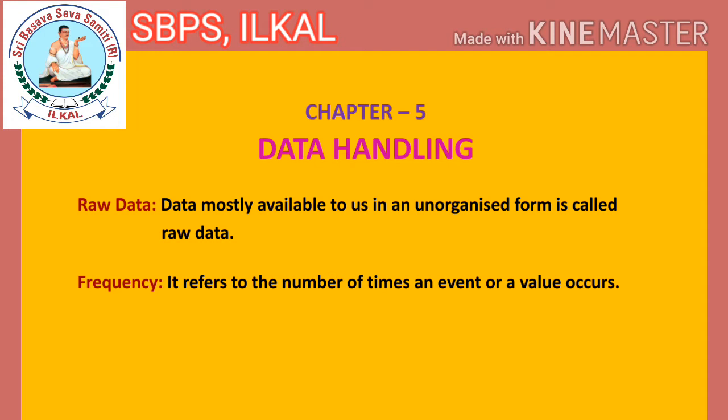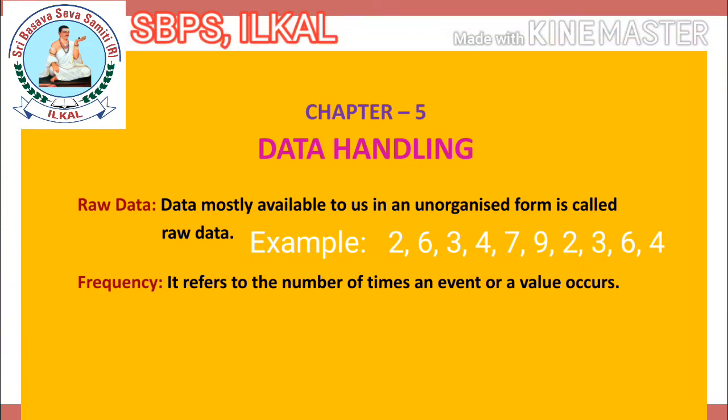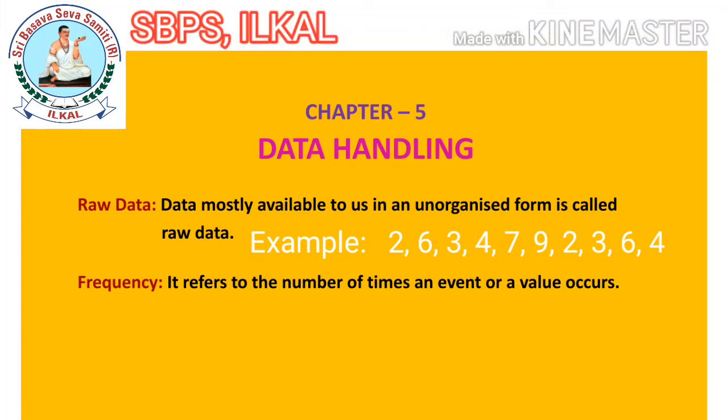First one, raw data. Data mostly available to us in an unorganized form is called raw data. For example, if you collect some numbers and write them without arranging them in a proper way, meaning in ascending order or descending order, that data we call raw data.